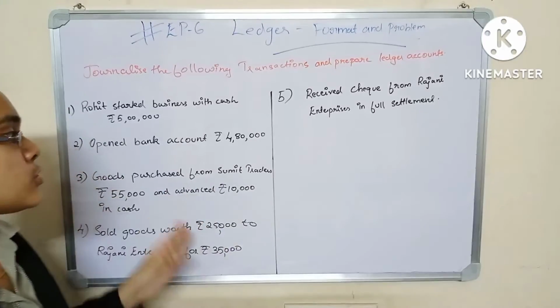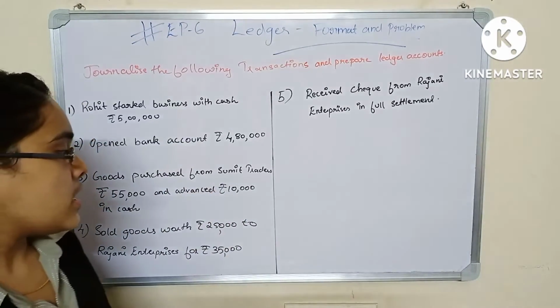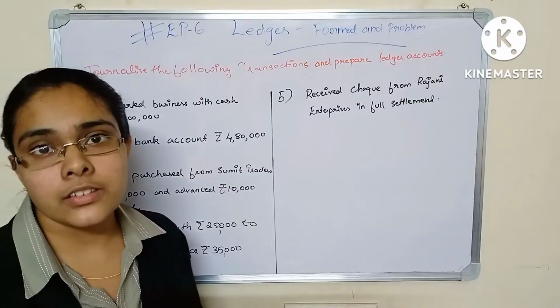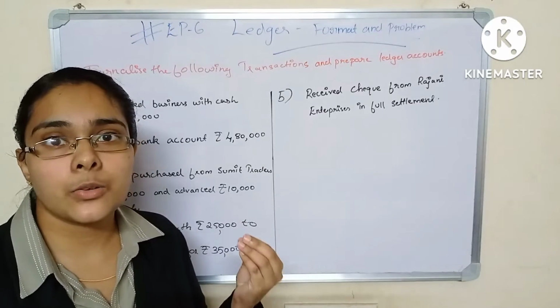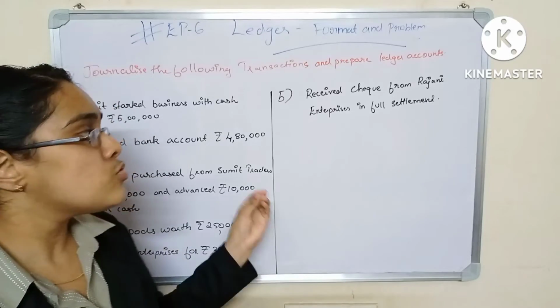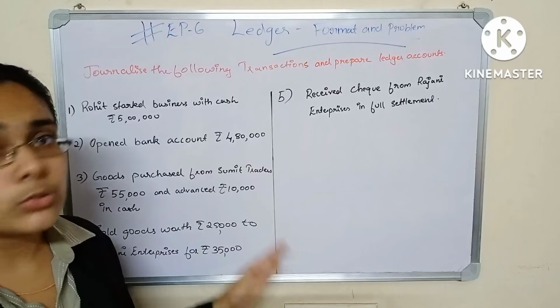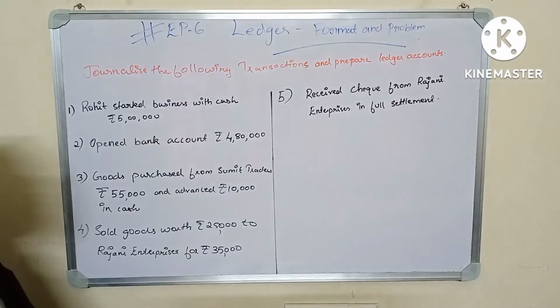Here I have chosen a very small problem containing 5 transactions. We will prepare the journal entries and do the ledger account simultaneously, because there is a constraint of time. Now let us quickly read out the question. Journalize the following transactions and prepare ledger accounts.